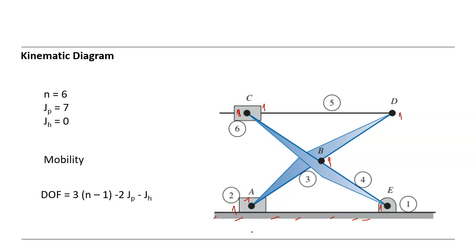So let's check the links. How many links do we have? We have one here. Let's use another color. This is the one. Okay, let's say this is 2, and this is 3, and this is 4, and this is 5. Sorry, 5, and this is 6. So 6 members or 6 links.